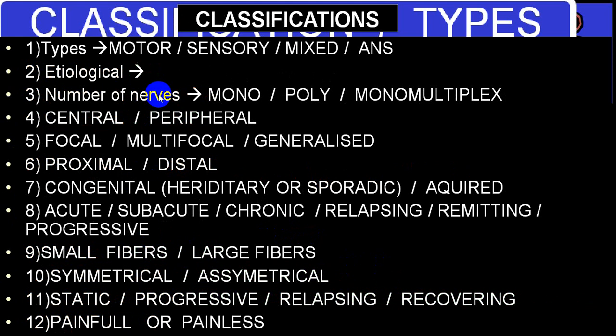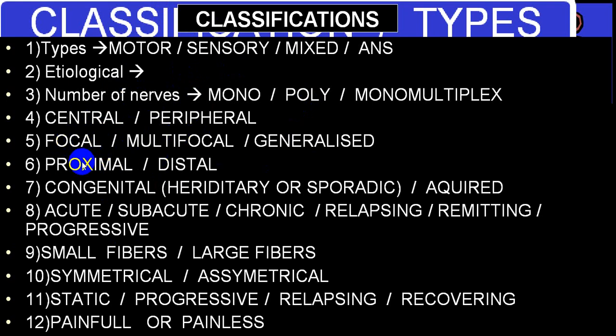Depending upon the number of nerves involved, we call it mononeuropathy. Mononeuritis means multiple single nerves in different areas; we call it mononeuritis multiplex. And if there are multiple nerves in the same area, we call it polyneuropathy. If there is an involvement of the central system, we call it central involvement and peripheral involvement. Then if there is a small area being involved, focal, multifocal, or generalized.